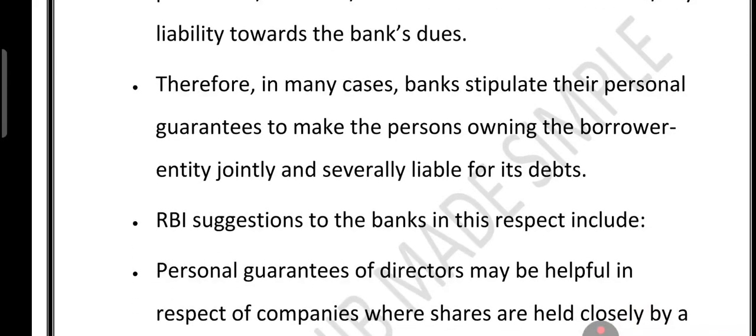So in short, banks are not just lending on trust, they are building a legal safety web around the loan using documents, signatures, and guarantees. That is what makes credit disbursement safe and sound.